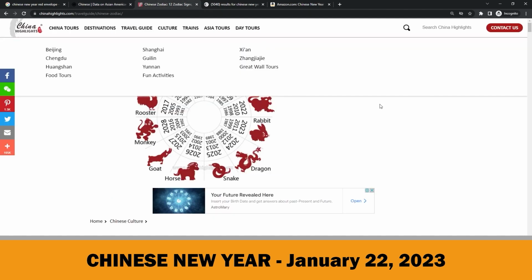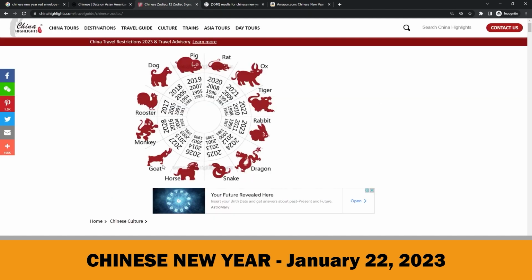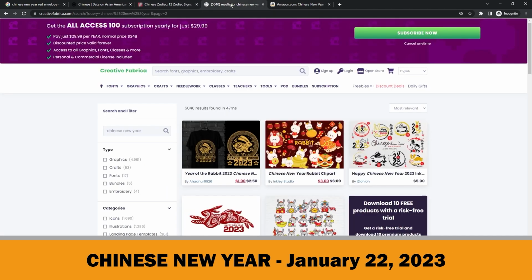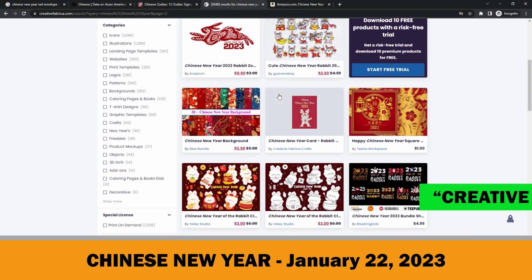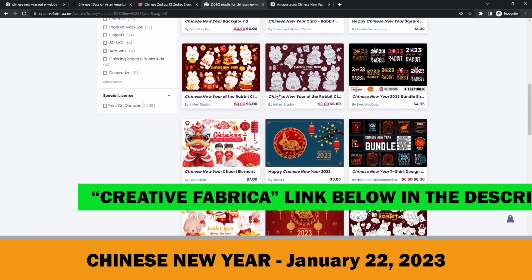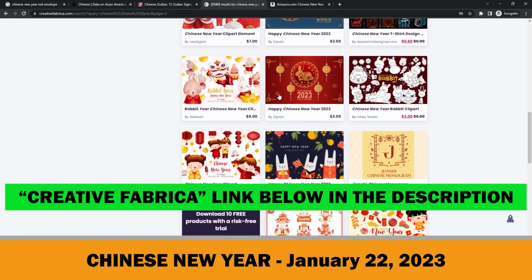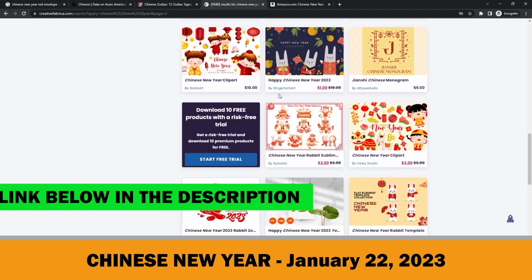By the way, each year is assigned one of the 12 traditional zodiac animals, and 2023 is the year of the rabbit. Creative Fabrica is a good source for Chinese New Year artworks to put on your covers and interiors. I will put a link below in the description, so you can check them in detail.